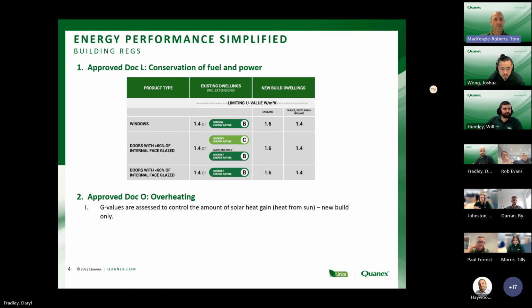Okay, so the next thing I'm going to go through is Approved Document O for overheating. This generally relates to g values. These are assessed to control the amount of solar heat gain, or the heat from the sun. And this is new, for new build only.